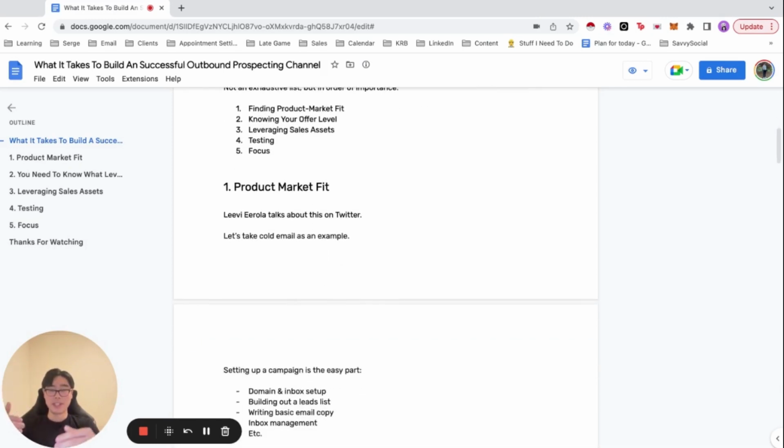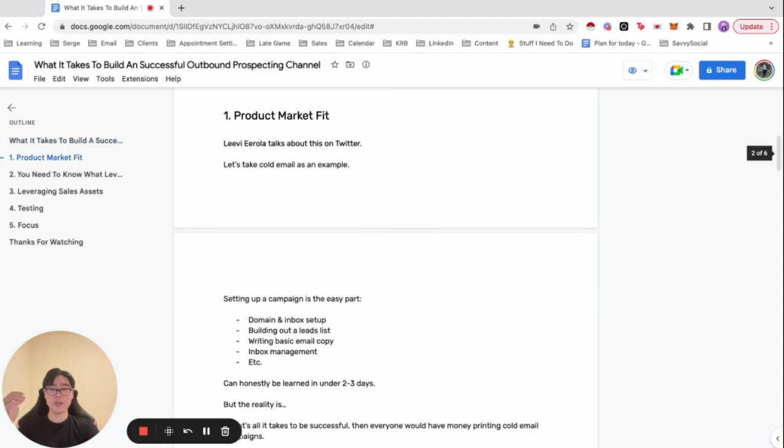So obviously the first one is going to be product market fit. And Levi talks about this on Twitter, but let's just take cold email as an example. With cold email, setting up a cold email campaign is the easy part. All you have to do is just buy a few domains, set up the inboxes, let the domains warm up for 2 weeks, build out an initial leads list, so scrape and verify leads, write some basic email copy following a pretty standard template, and then do inbox management.